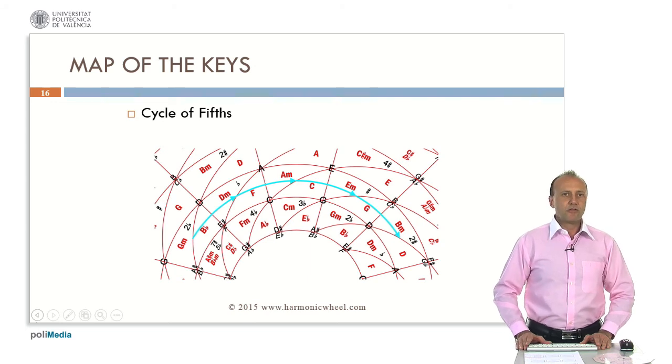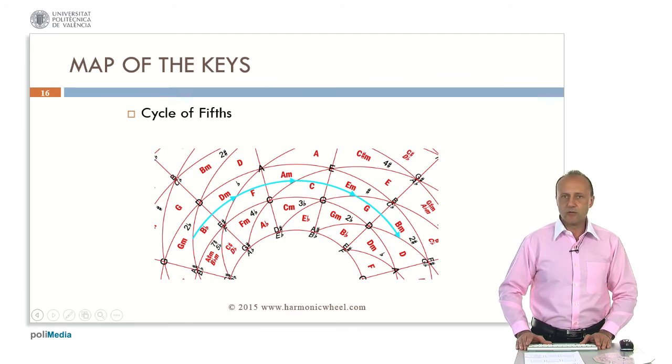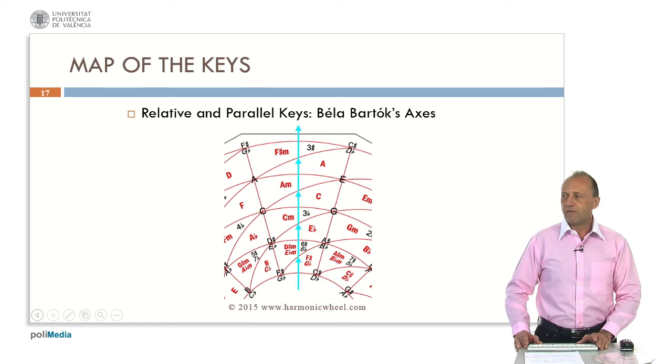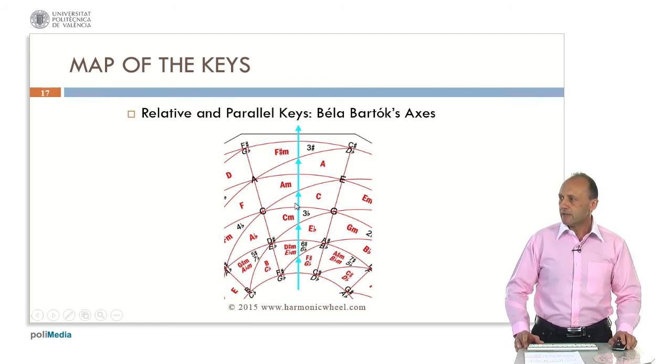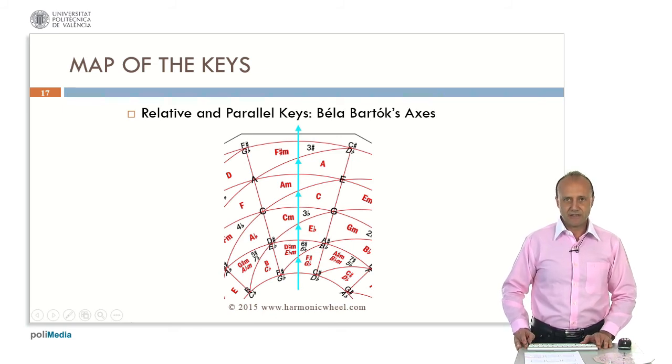There are other 2 important characteristics. One of them is the map of the keys. If we move along a circular line, we find a cycle of fifths, as we can see here, both for major chords and minor chords. But here we cannot see the close relationship between C major and C minor, for example. But if we move along a radial line, we find it. Here we can see C minor, C major is relative, A minor is parallel, A major, etc. In fact, this group of 8 chords is known as a pair of Bela Bartok's axes.